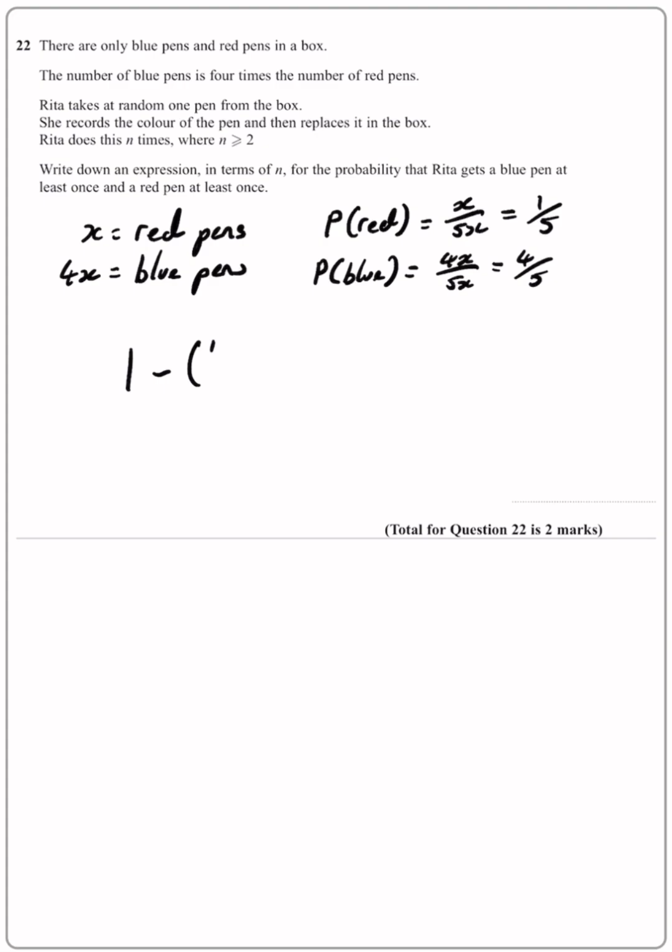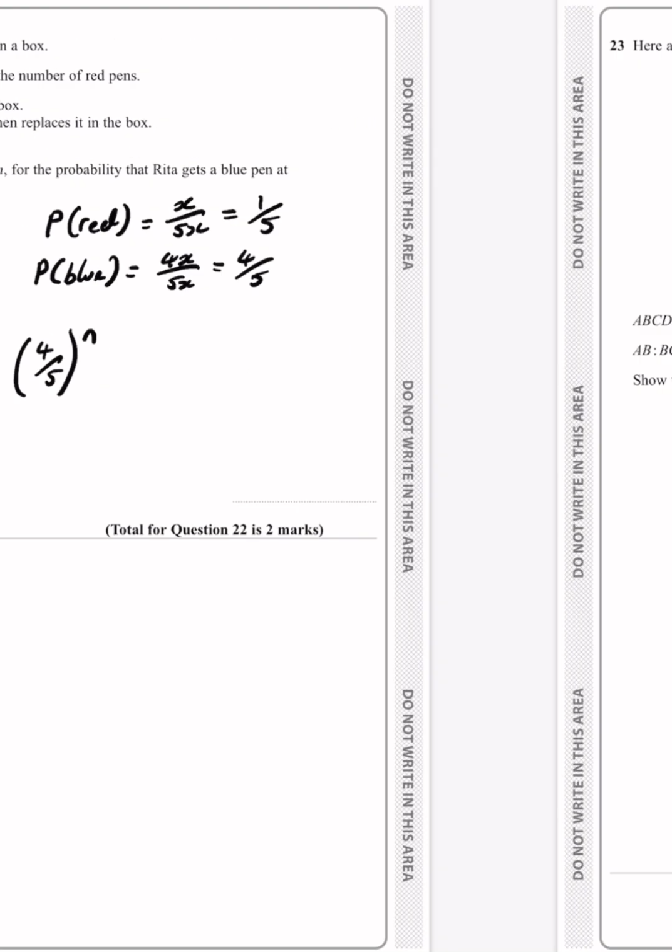Now the probability of them all being red is going to be 1/5 to the power of n. The probability of them all being blue is going to be 4/5 to the power of n. So I'm going to subtract those two from 1, and that is my expression to answer the question.